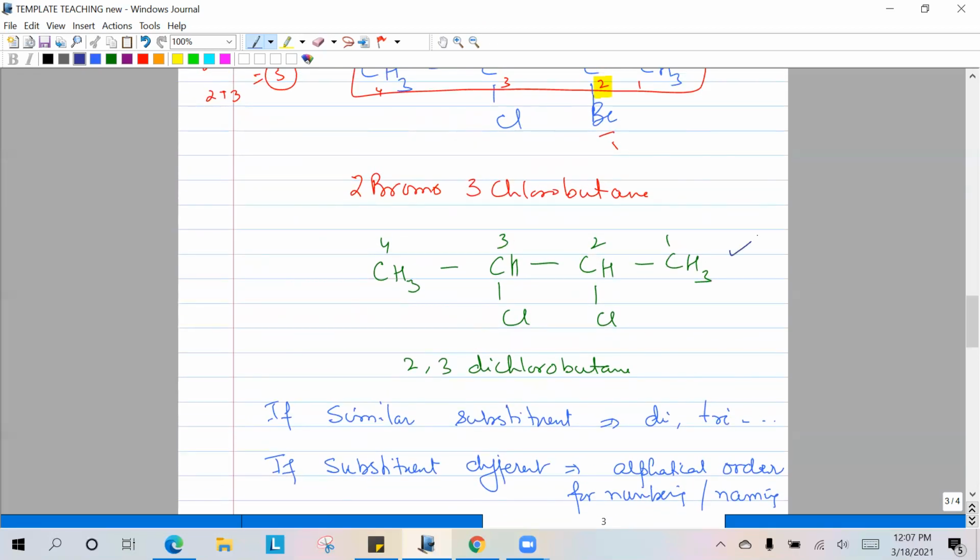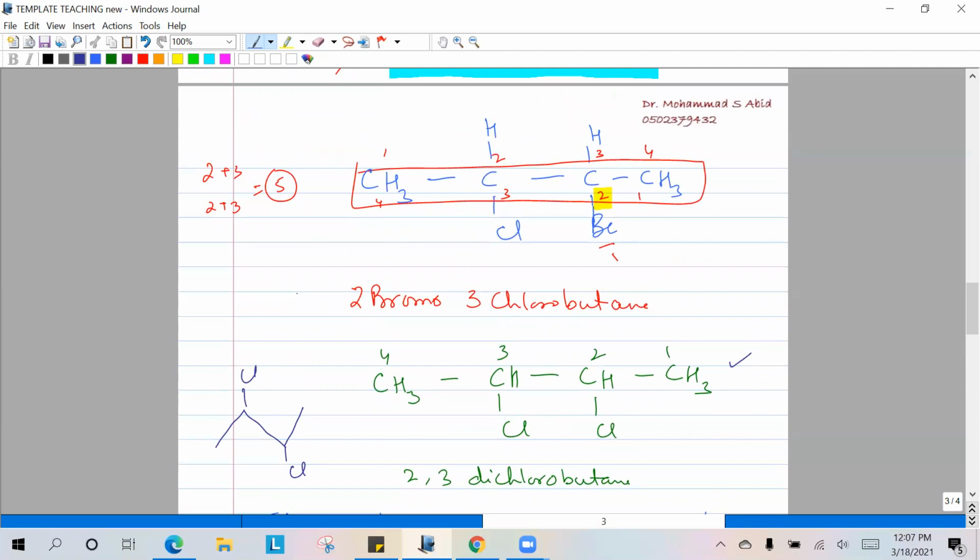For example, this one, if I want to write a skeletal formula, there are 4 carbon atoms. So I can write 1, 2, 3, 4, 4 carbon atoms. At the third position and the second position, you have the Cl. So this is the skeletal formula. For this one, there are 4 carbon atoms, 1, 2, 3, 4. Second position, Br, third position, Cl.